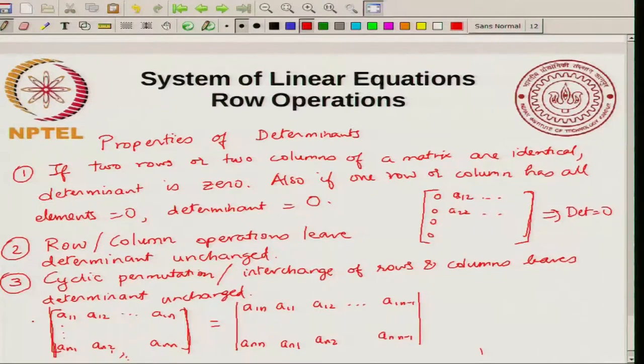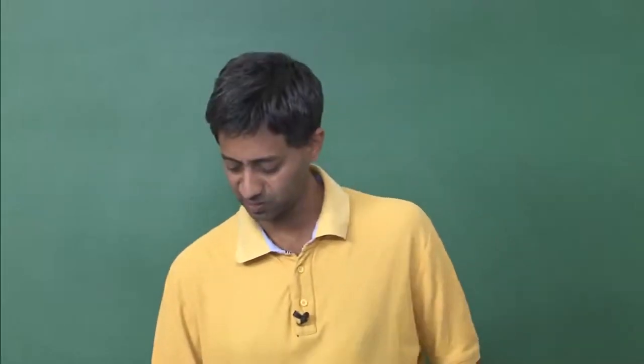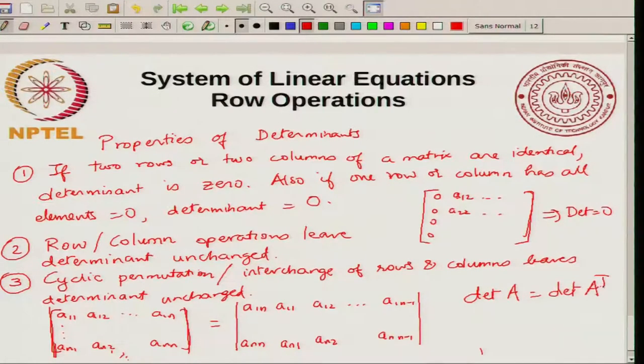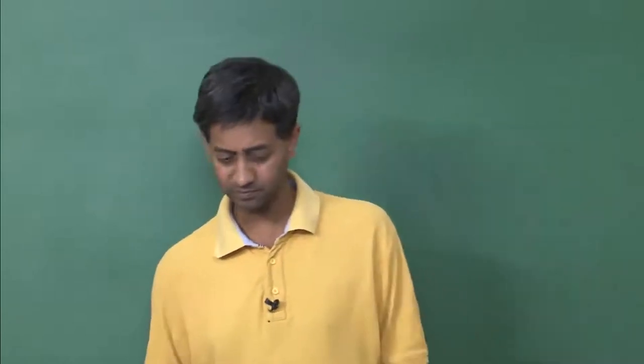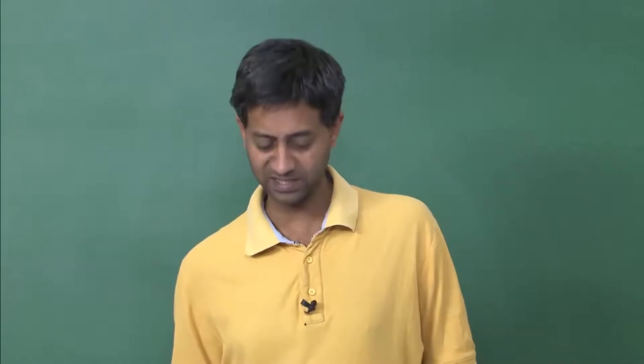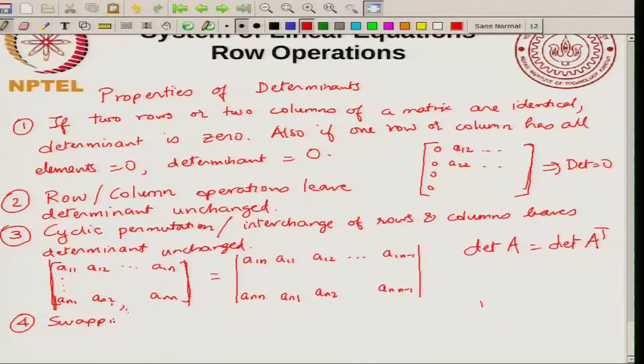Now similarly, if you interchange all the rows and columns, if you swap the rows and columns, in other words, determinant of A is equal to determinant of A transpose. So if you swap the rows and columns, then the determinant is unchanged. There is one more rule, I'll just mention this briefly, that if you swap any two rows or columns, then the determinant changes sign. Okay, so this is the last property, I'll just write this here. So swapping any two rows or two columns changes the sign of the determinant.